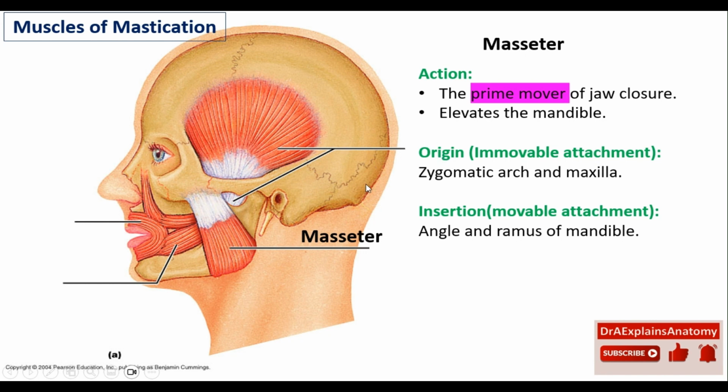The origin, it originates from the zygomatic arch and the maxilla bone. It is inserted in the angle and the ramus of the mandible. So that is the origin, and that's the insertion of the masseter muscle.